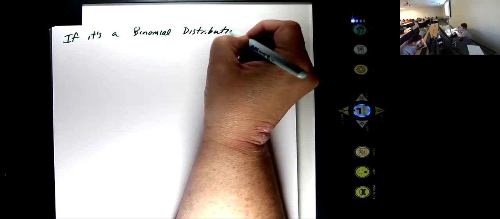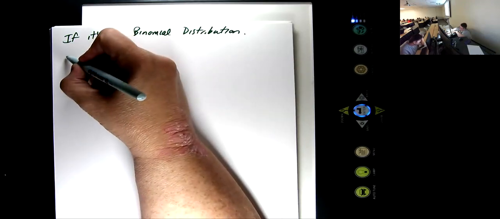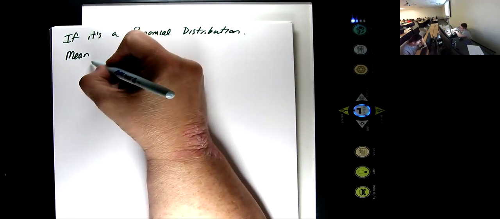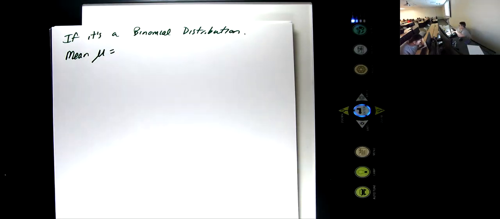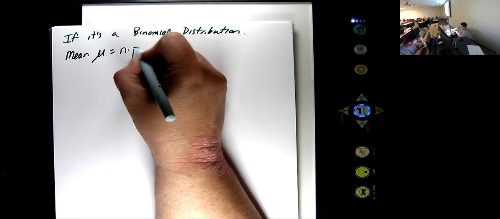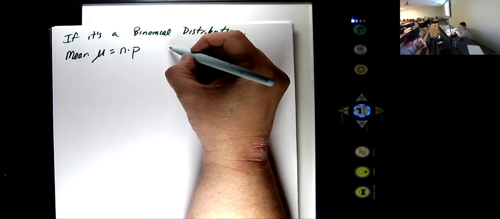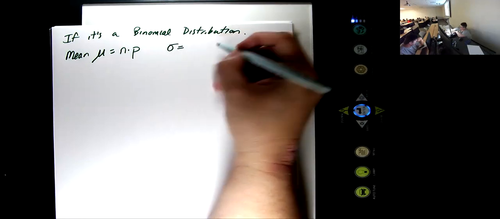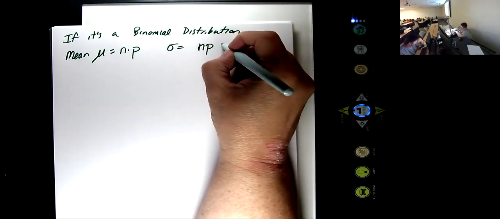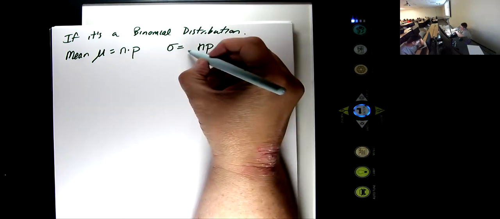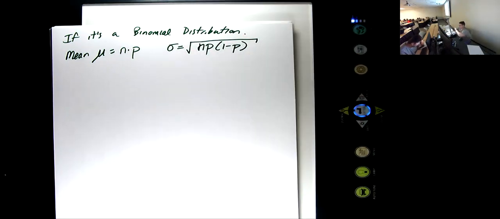All right, so if it's a binomial distribution, it has a mean and standard deviation. So the mean mu is n times p. And the standard deviation is, we're going to do n times p, then we're going to do 1 minus p, then we're going to take the square root. We'll use that a little bit later.